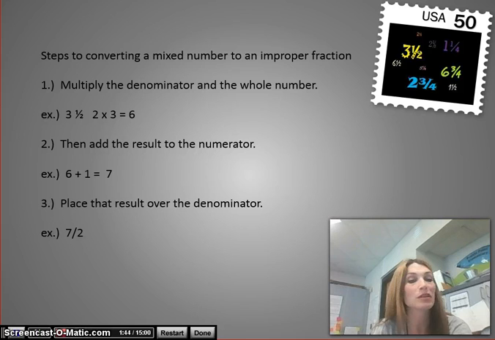Just thought we probably better check that out. You don't have to write that in your notes unless you just want that reminder as we go through the steps of how to convert a mixed number to an improper fraction.